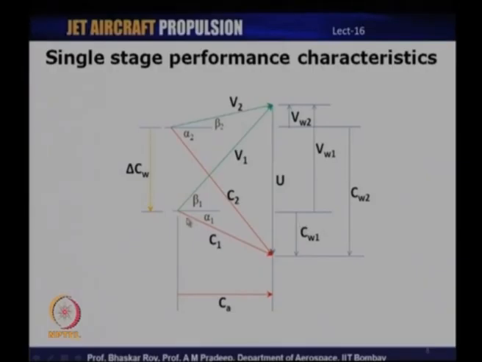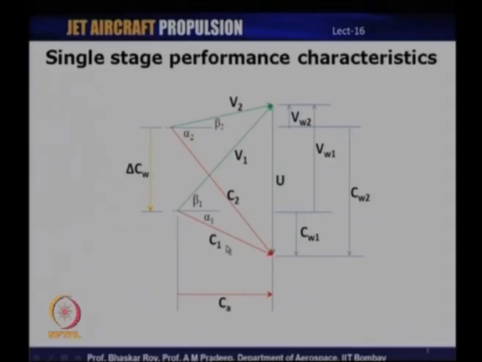And Cw1 corresponds to the tangential component of the absolute velocity, Cw2 corresponds to the tangential component of the absolute velocity at the exit of the rotor. And similarly, Vw1 and Vw2 are the corresponding relative velocity components. Delta Cw is the difference between Cw2 and Cw1, and Ca is the axial component of the absolute velocity.